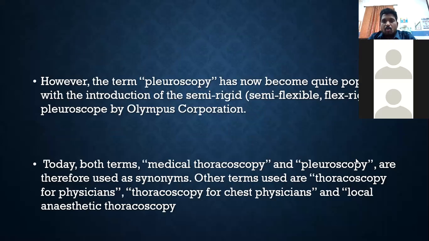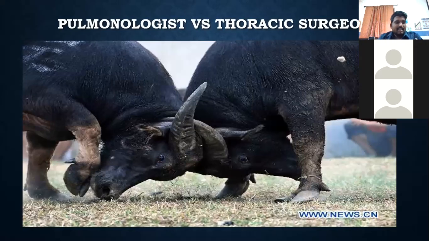The term pleuroscopy has now become quite popular with the introduction of the semi-rigid, that is semi-flexible, thoracoscope or pleuroscope by Olympus. So today, both the terms, medical thoracoscopy and pleuroscopy, are often used synonymously. Another term used is thoracoscopy for chest physicians, but these two terminologies are commonly used: pleuroscopy and medical thoracoscopy, because this thoracoscope is slightly different from what the surgeons are doing in VATS. Okay, one second. This picture I just put because nowadays thoracic surgeons have other areas to flourish. We pulmonologists have some areas, and we are going more in favor of interventions nowadays.